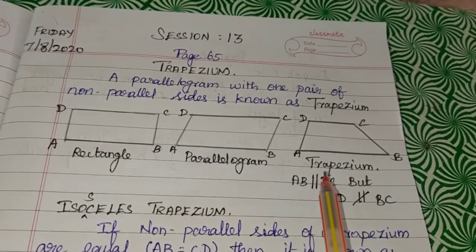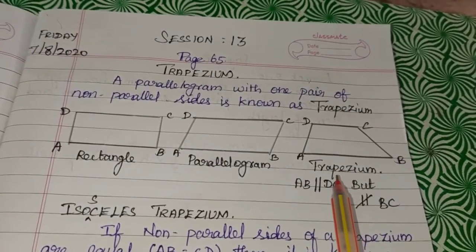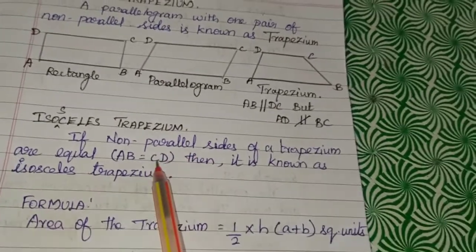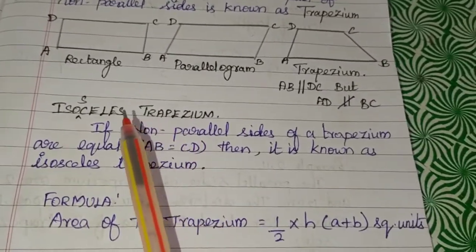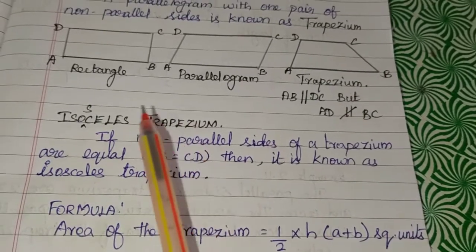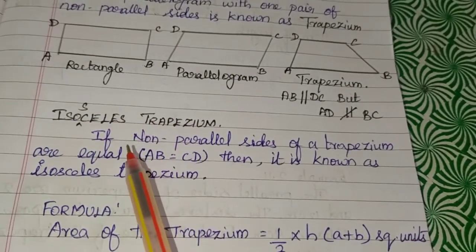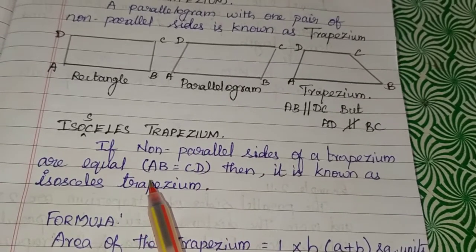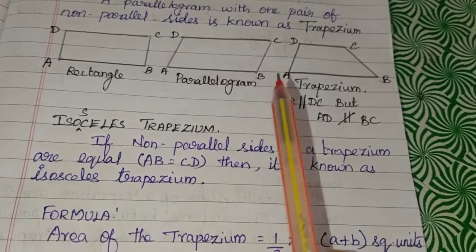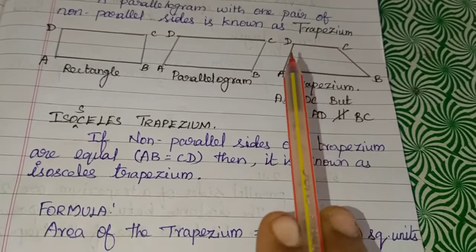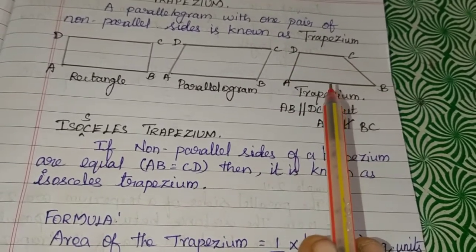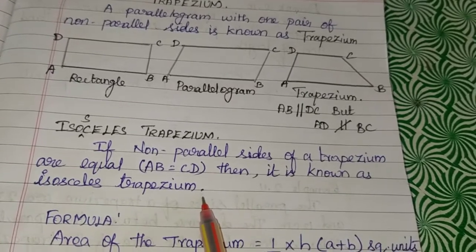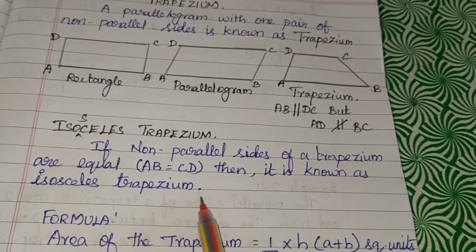Children, I hope everybody is clear with this trapezium now. Next I am going to introduce one new topic, that is the isosceles trapezium. In an isosceles trapezium, the non-parallel sides of a trapezium are equal. AB equal to CD, AB equal to CD. Then it is known as an isosceles trapezium.